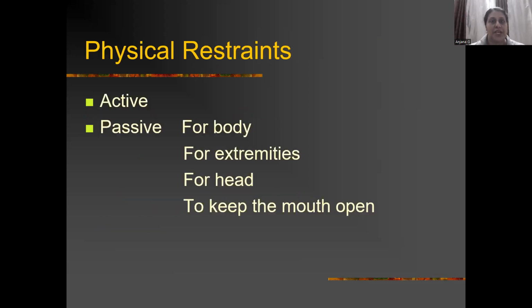Physical restraints, which can be active and passive, are used to restrain the physical movements of the child so that it doesn't harm him or the personnel. Passive is again classified as for body, for extremities, for head, and for mouth. Active is usually a person who can be the patient's parent or the dental assistant, restricting the child's arm or stabilizing the head.